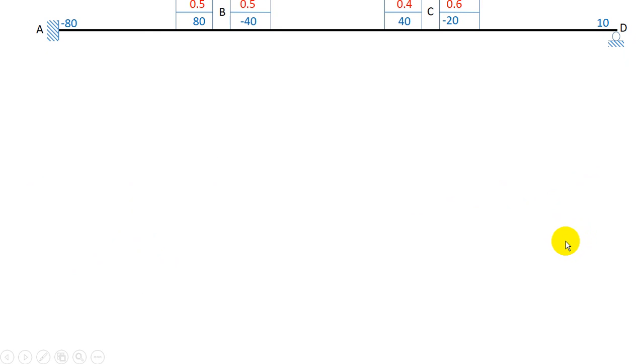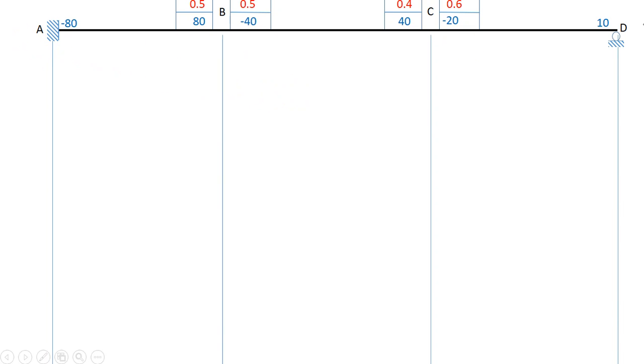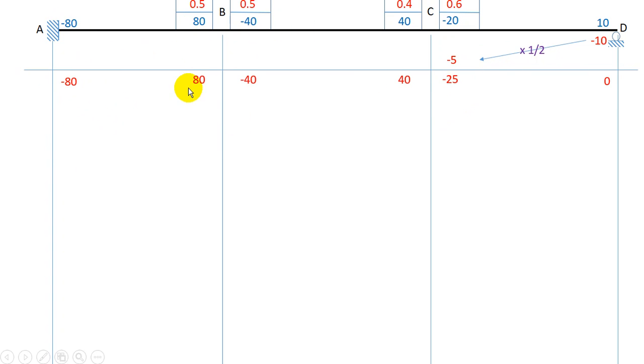So this is what we wanted basically. So let us start with our iterations. This is my beam, and our first step is to balance this joint. So I put minus 10, I carry it over, and now I'll again sum up all the moments. So this is minus 80, this is 80, minus 40, 40, this is minus 20 and minus 5, it becomes minus 25, and this is 10 minus 10, it becomes 0. So this has become 0 here. Now as we have balanced this joint, we are not going to touch or disturb it anymore, and we'll proceed with our iterations.